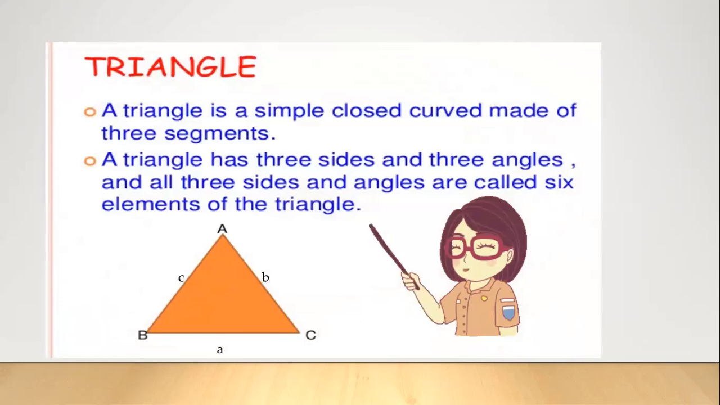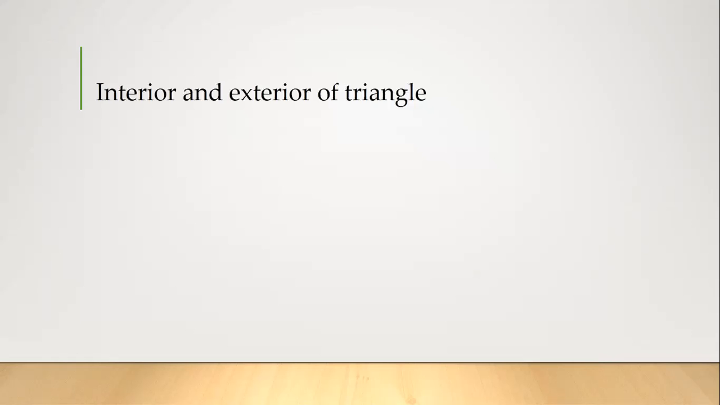Then next topic is triangle. A triangle is a simple closed curve made of three line segments. A triangle has three sides and three angles, and these three sides and three angles are the elements. So there are a total of 6 elements of the triangle. Here, what are the three sides? AB, BC, and AC. And what are the three angles? Angle A, angle B, and angle C.